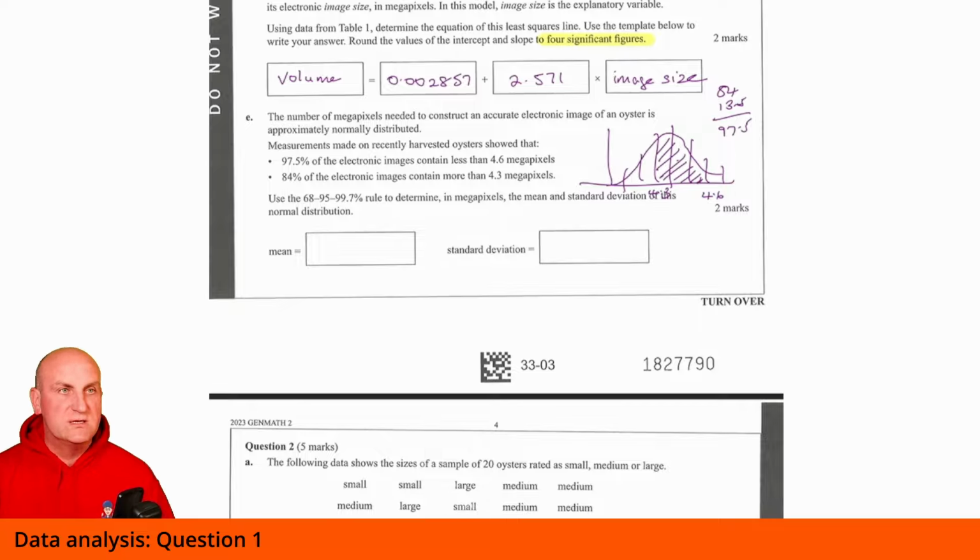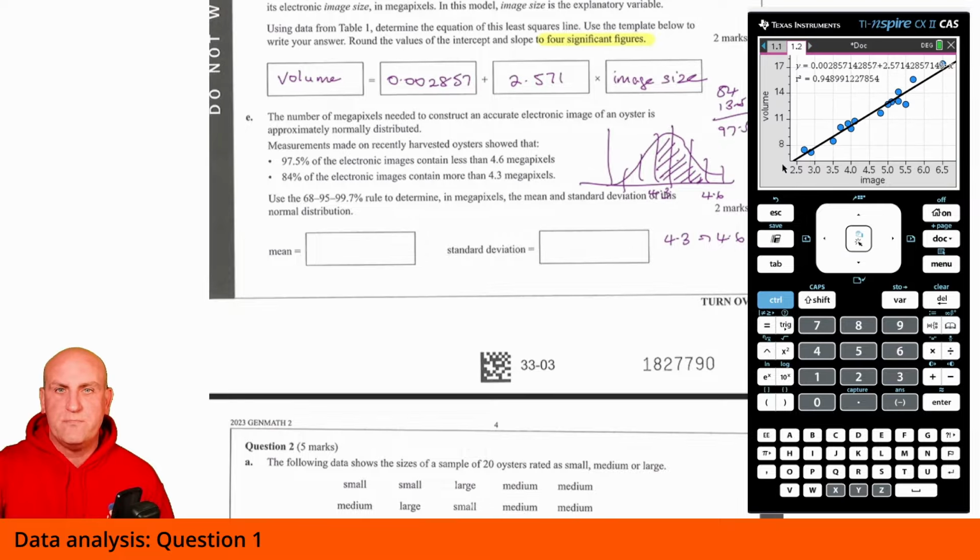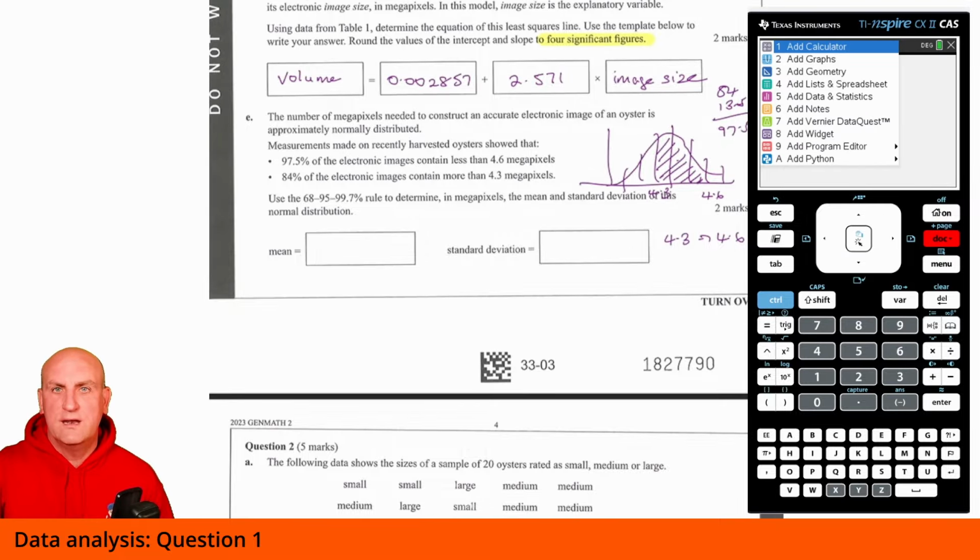So there is the space I need. 1, 2, 3 sections. Use the 68, 95, 99.7 rule to determine the megapixel mean and the standard deviation. Okay, so I've got values going from 4.3 to 4.6. And that's going over 1, 2, 3 standard deviations. So if I actually bring up my calculator, just to show you guys how I would have done it. Let's go Control, Doc, and add a calculator.